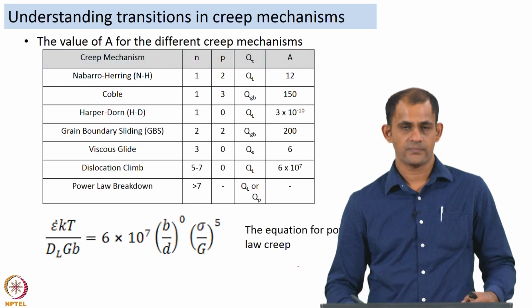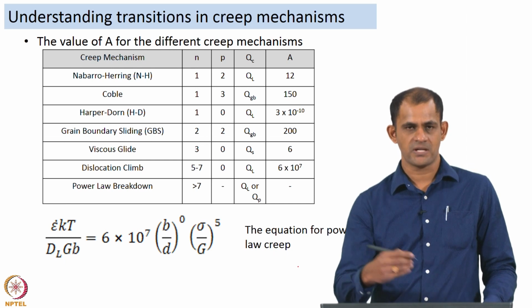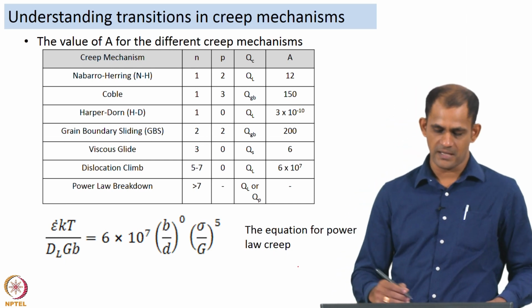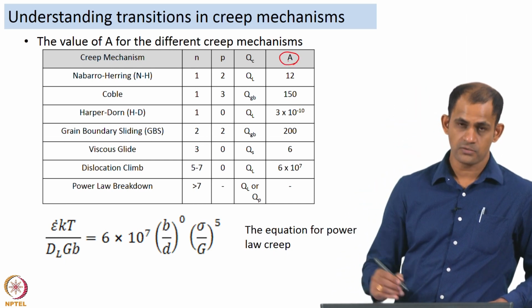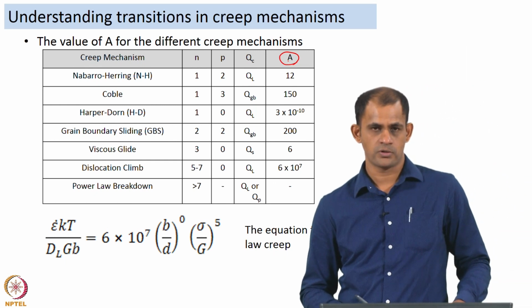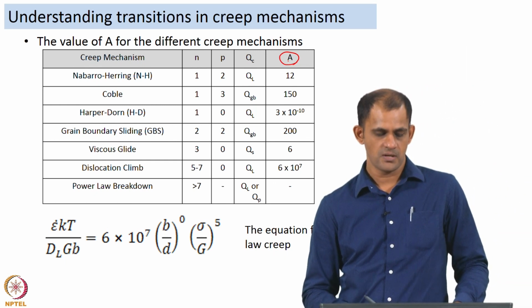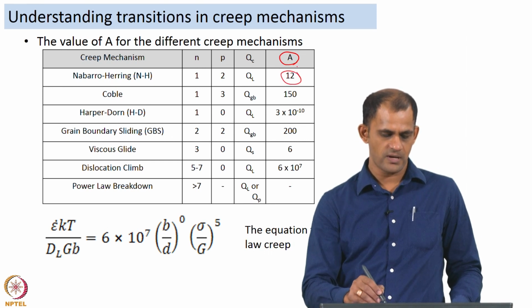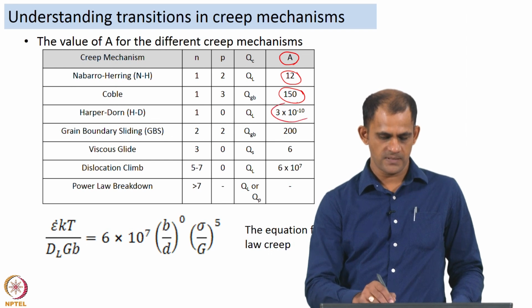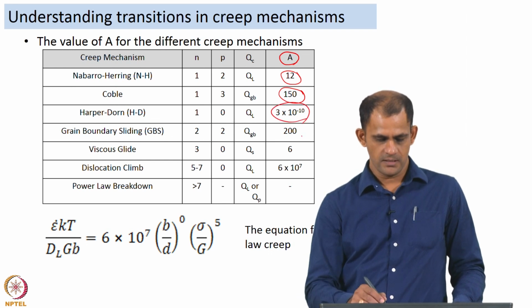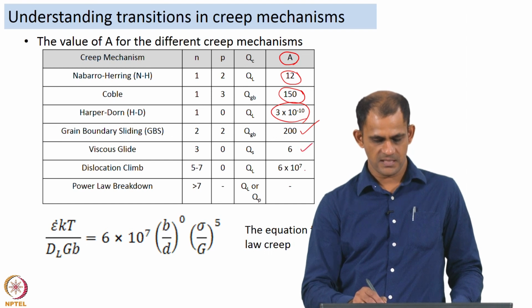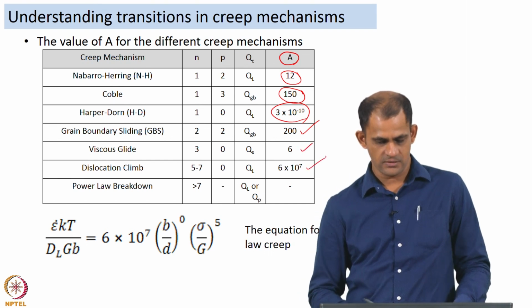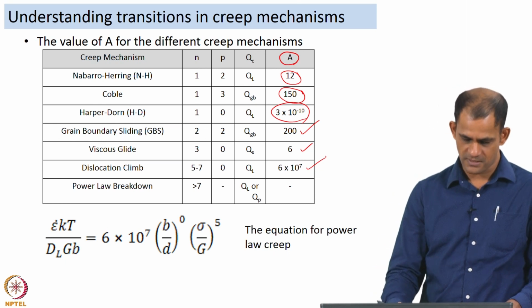So, here is a list of different mechanisms of creep that we have discussed so far, and the values of A that one could note for these different mechanisms. For Nabarro-Herring creep, people have noticed that the A value is 12, for Coble creep 150, the Harper-Dorn creep is in the range of 10 to the power minus 10, grain boundary sliding around 200, viscous glide creep 6, and dislocation climb is around 6 into 10 to the power 7.